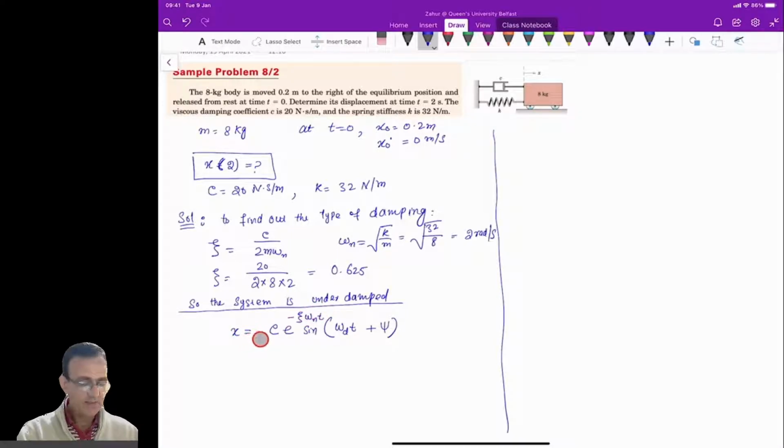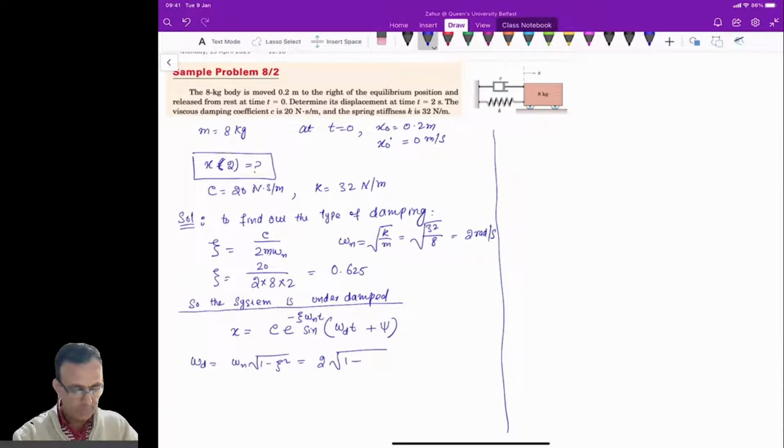But obviously, in this case, we know zeta, we know omega n, but we also can calculate omega d here. So we know the equation of omega d, which is omega n times the square root of 1 minus zeta square. So if you put the value of omega n, which is 2, and zeta, which in this case is 0.625 square, this will become equal to 1.561 radian per second. This is the value of the omega d.